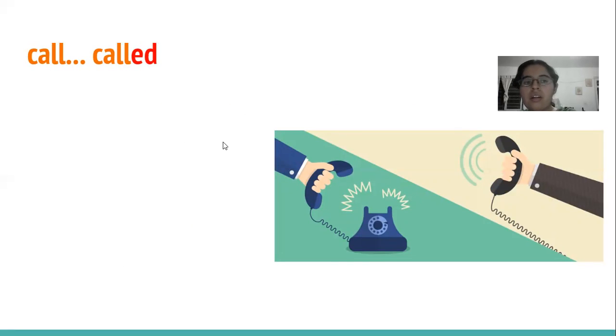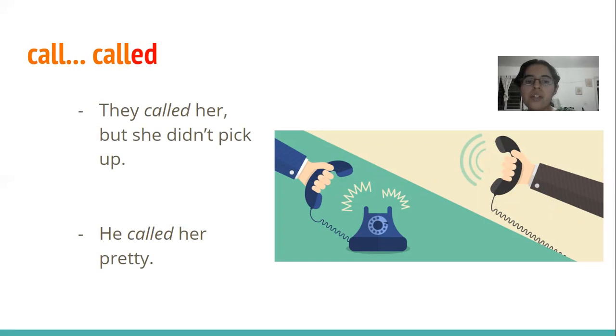Then call, and in past, called. Examples: they called her, but she didn't pick up. And he called her pretty. So called can be for your phone, or for when you say something to someone, like he called her pretty, or he called me dumb, he called me stupid, things like that. So when somebody calls you on the phone, or they call you something like a name.